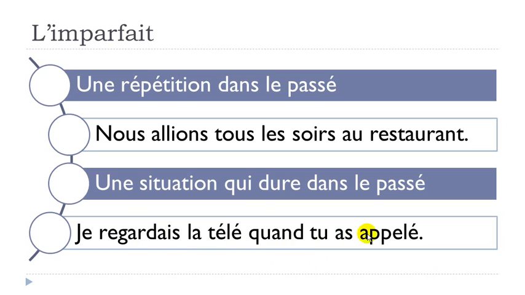When tu as appelé. Appeler is to call on the phone, for instance. In that case, you want to make the difference between something that happens and it's an action, so tu as appelé, and then here you use l'imparfait because it lasts longer. So, je regardais la télé quand tu as appelé.